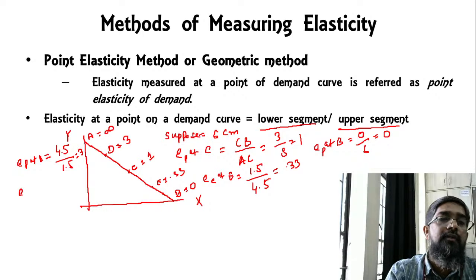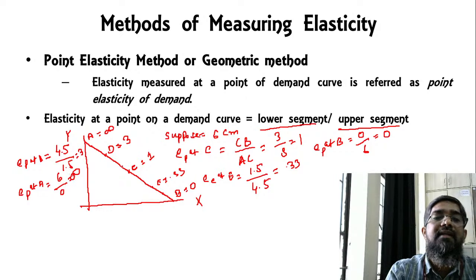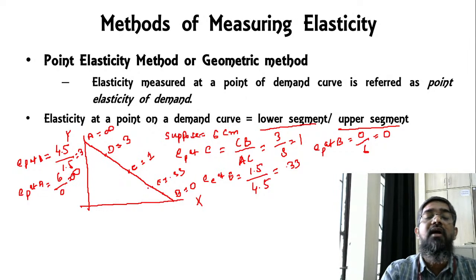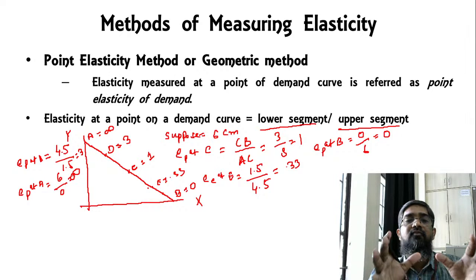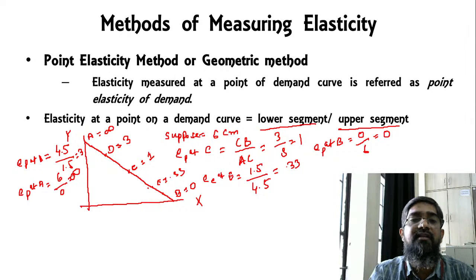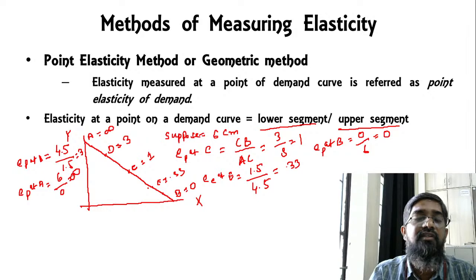I will show you. Ep at point A is equal to the lower segment, which is all of 6, divided by 0, and any number divided by 0 will give you infinity. So at different points you have different elasticity. I have identified five different points and measured the value.